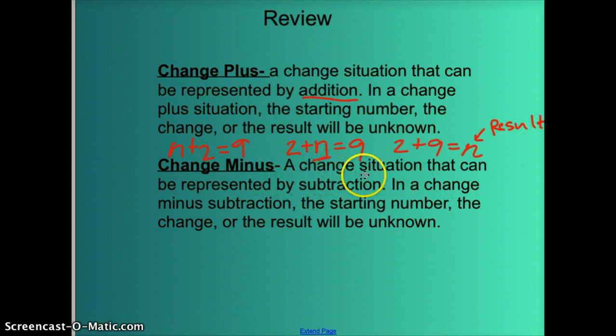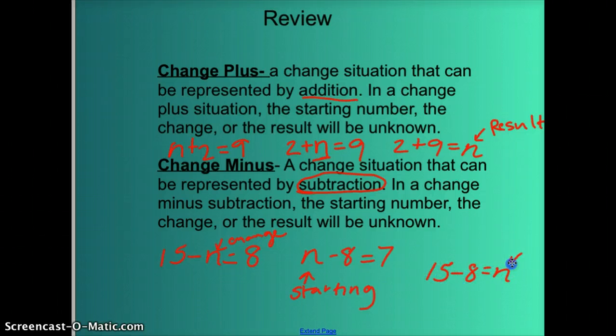A change minus is a change situation that's represented by subtraction. In a change minus subtraction, the starting number, the change, or the result will be unknown. So I could have 15 minus n equals 8. This would be the change that is missing. I could have n minus 8 equals 7, and this would be my starting number is missing. Or I could have 15 minus 8 equals n, and that would be my result that's missing. That is a review from yesterday.